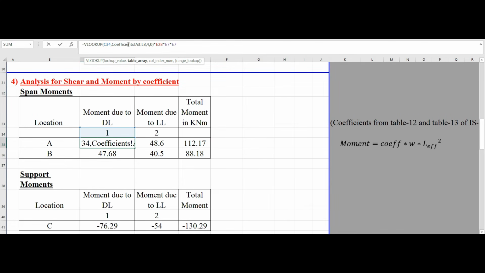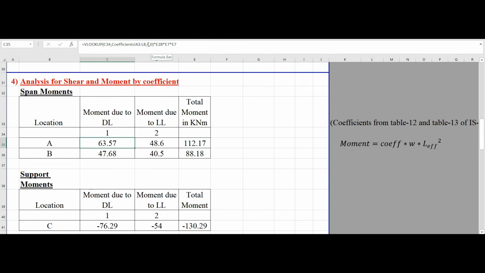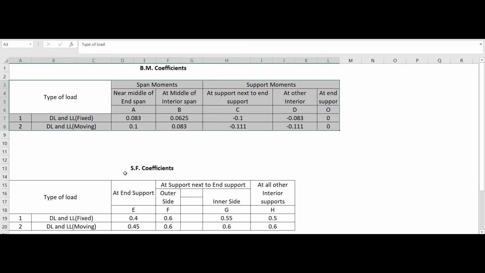Next is the table array. So we'll select this whole table, and the next is the column index. We need to find the coefficient for the location A, that is the middle of the end span. So for that we have the column number 4.